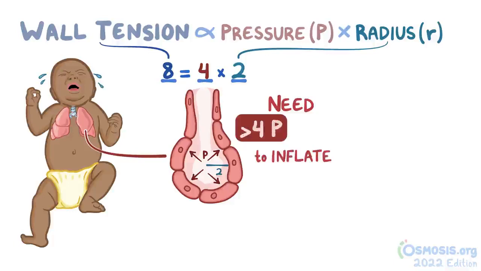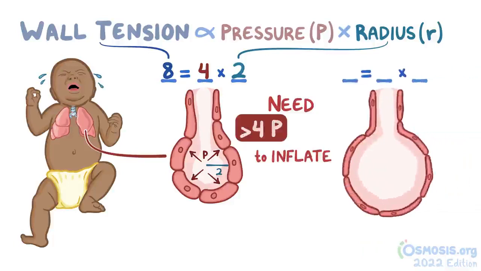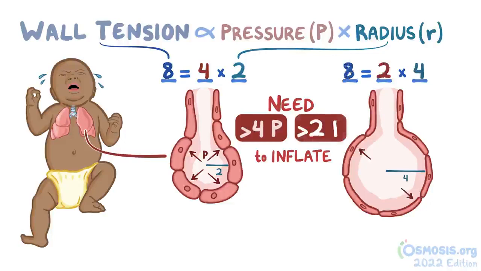to inflate it. Now let's say that the alveolus has expanded after the baby took a few breaths, and the radius is now 4, and the wall tension remains the same. So this time, the baby only needs to breathe in enough air to generate greater than 2 units of pressure to expand the alveolus. So it takes a lot less work.